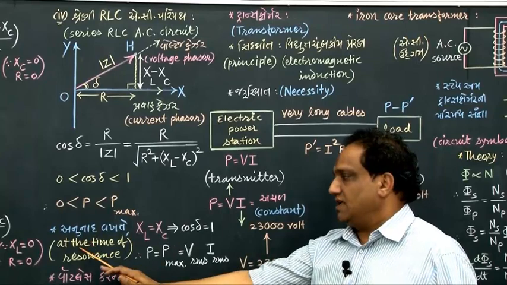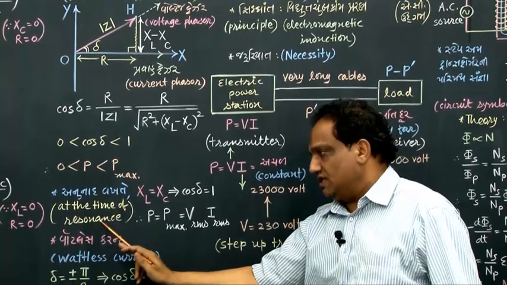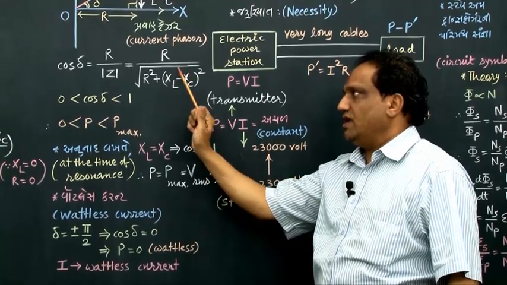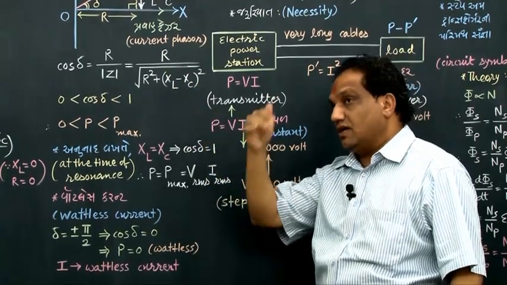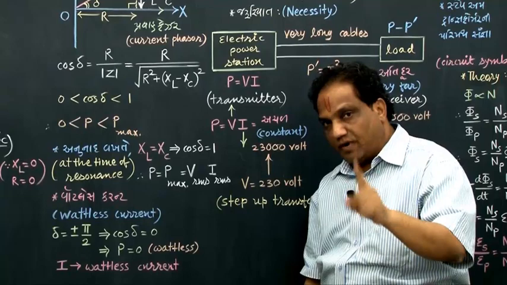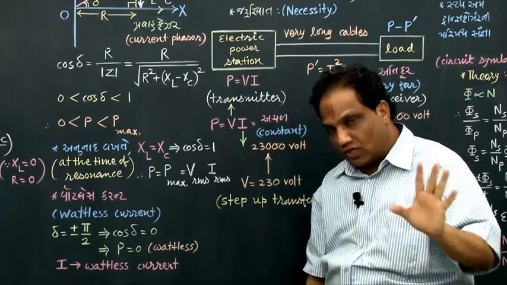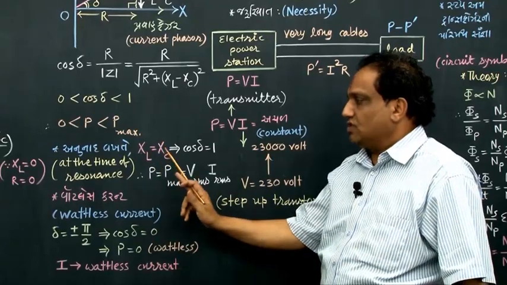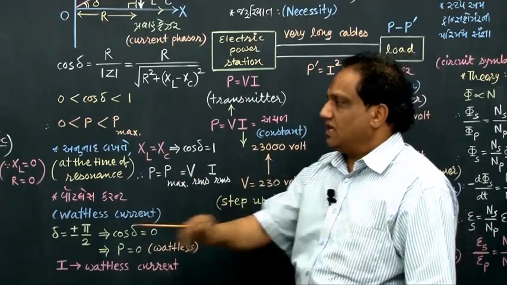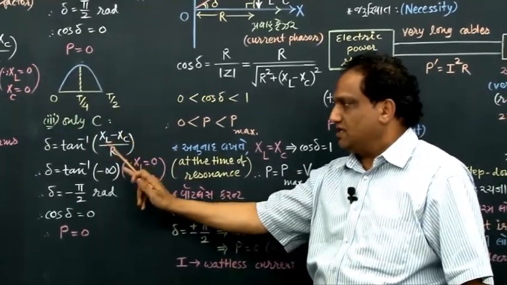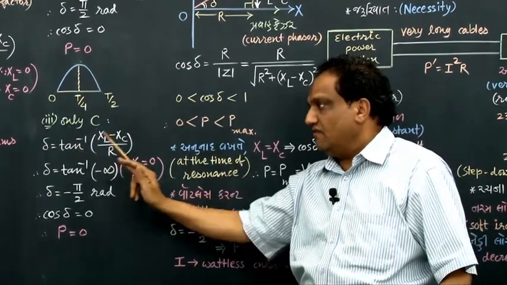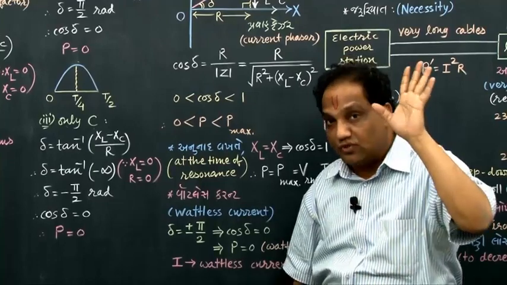If resonance takes place, then at the time of resonance, the imaginary part of complex impedance becomes 0. So XL minus XC becomes 0, meaning thereby XL equals XC. If XL equals XC, then this will be 0. 0 upon R would be 0. Tan inverse of 0, that is delta, equals 0.